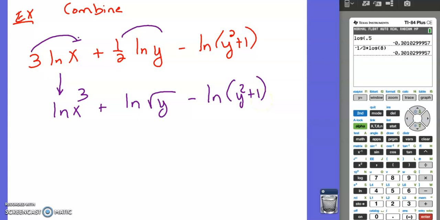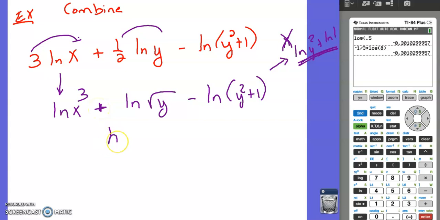And again, it's not the distributive property, so don't make the mistake. I've seen it before. Don't do this: ln y squared plus ln 1. Do not do that. It's not the distributive property. It's the natural log of the entire y squared plus 1, so it's not the individual natural log.